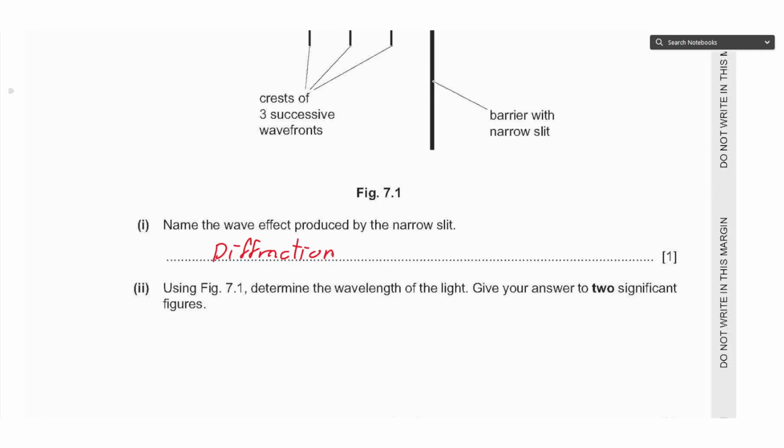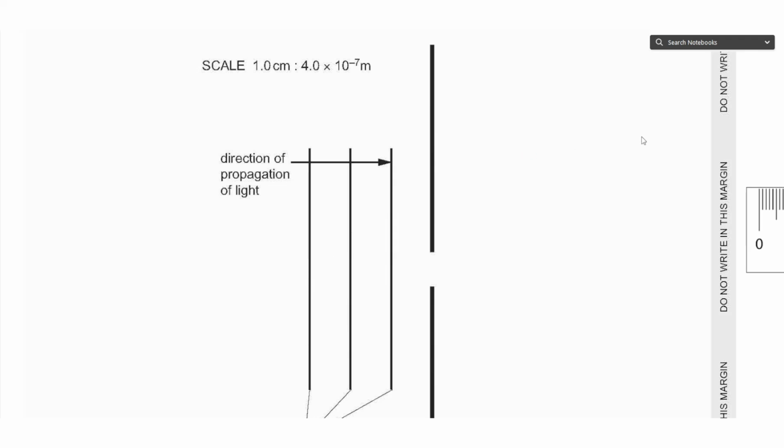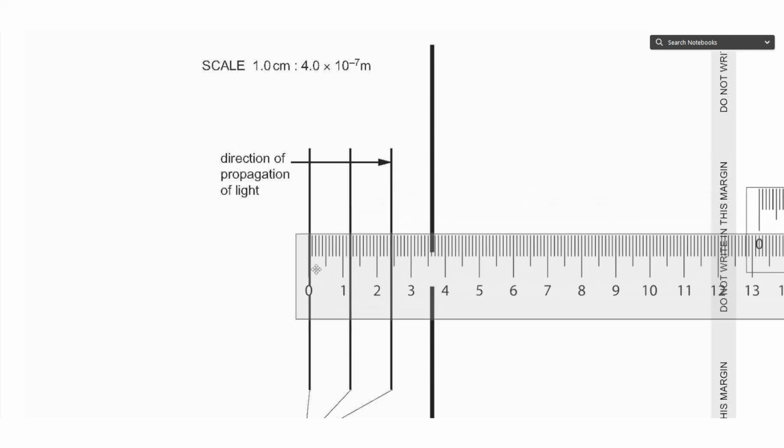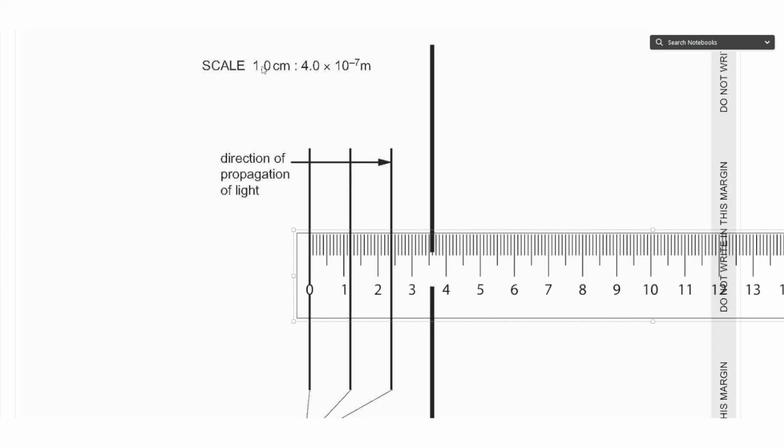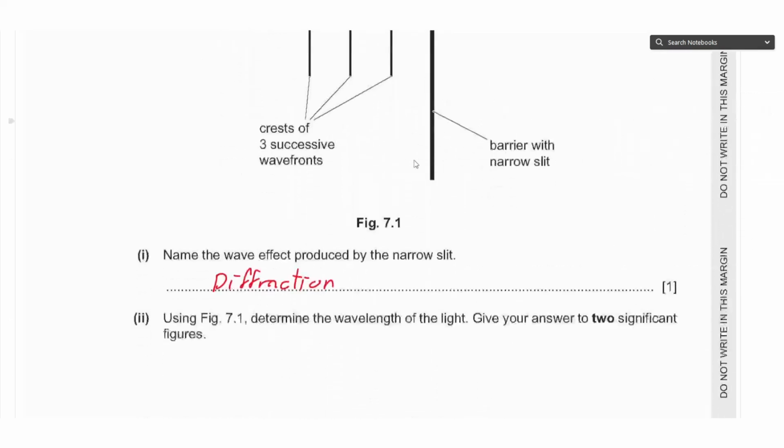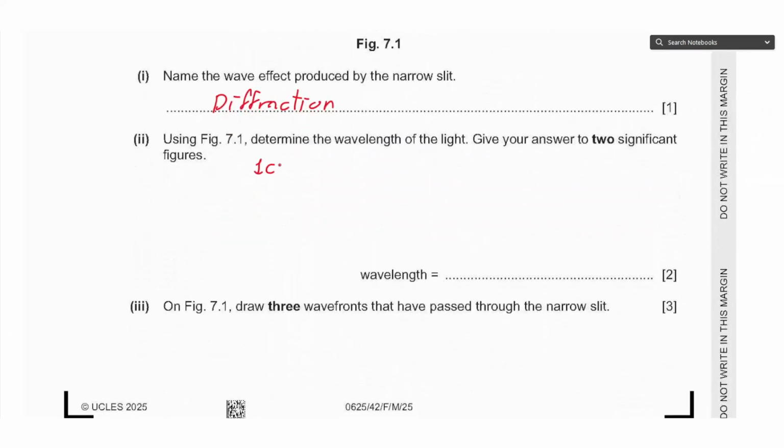Part 2 says, using figure 7.1, determine the wavelength of light and give your answer to 2 significant figures. Since the diagram is drawn to scale, we just measure the distance between 2 wavefronts. Using a ruler here, the distance is approximately 1.2 centimeters, and each centimeter was equal to 4 times 10 to the power negative 7 meters. So we use cross multiplication. If 1 centimeter represents 4 times 10 to the power negative 7, 1.2 centimeters would represent what? So we multiply 1.2 times 4 times 10 to the power negative 7, then we divide by 1. That gives an answer of 4.8 times 10 to the power of negative 7 meters.